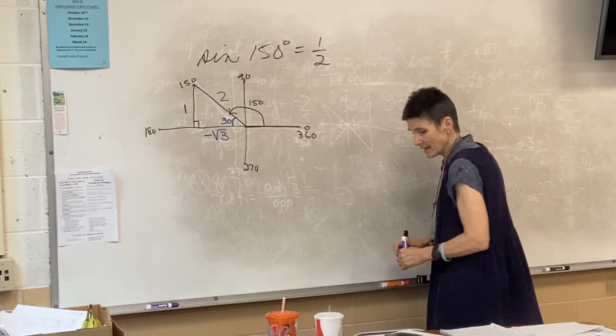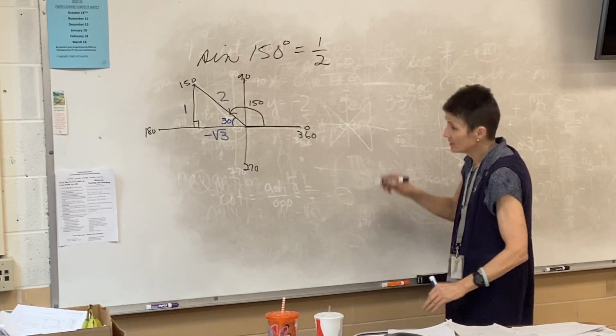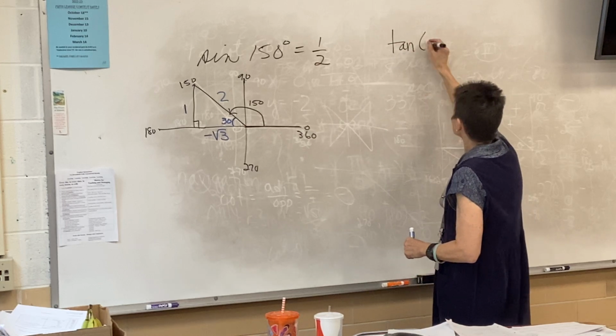All right, let's try the next one. Tangent of negative 240.